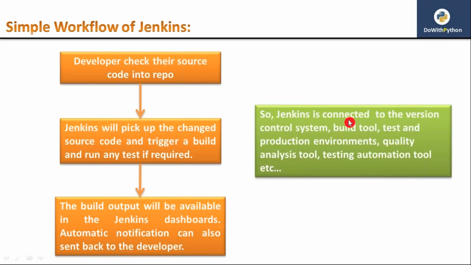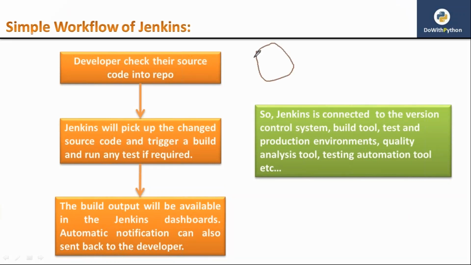So simply, Jenkins is connected to the version control system, build tool, test and production environments, quality analysis tools, and testing automation tools. Remember, if you want to deploy your applications on your production environment using Jenkins, you can do it. But along with that, you can also connect Jenkins and Ansible. Now Ansible will also take care of that.